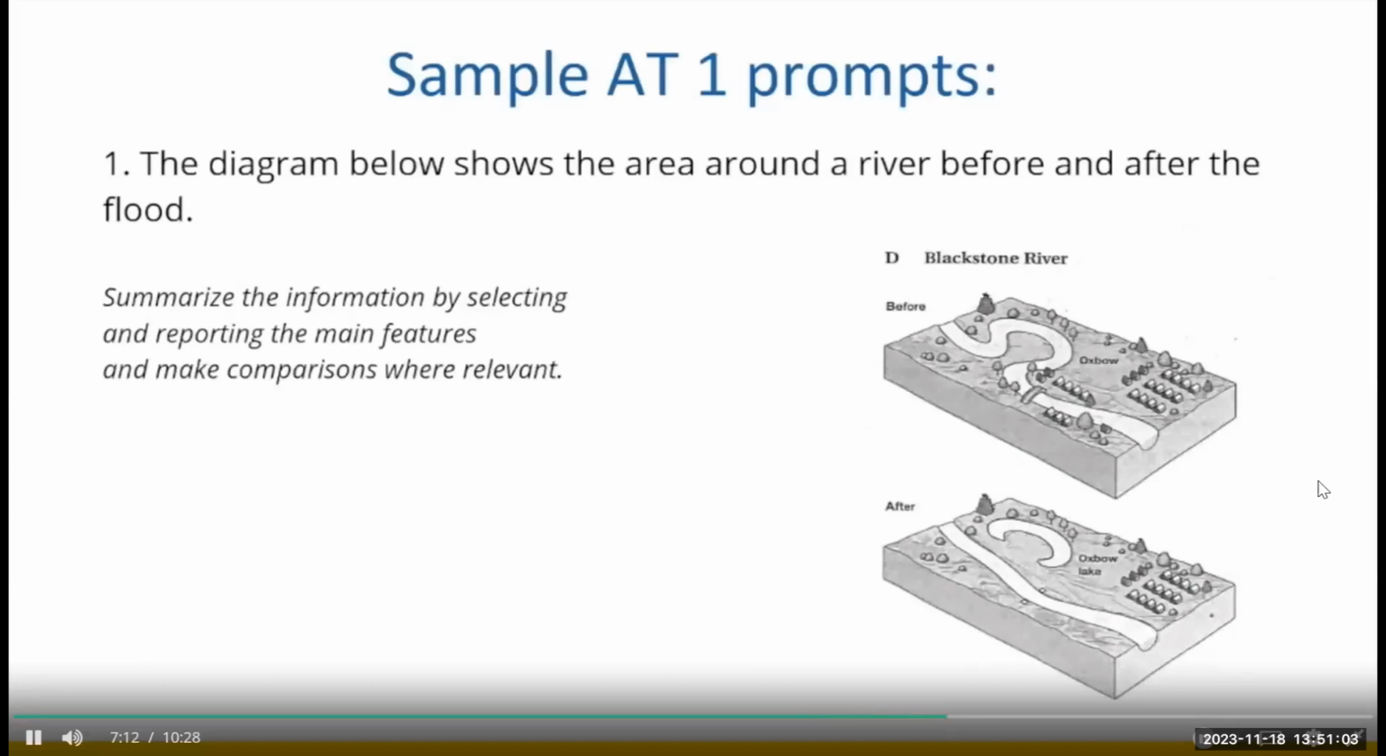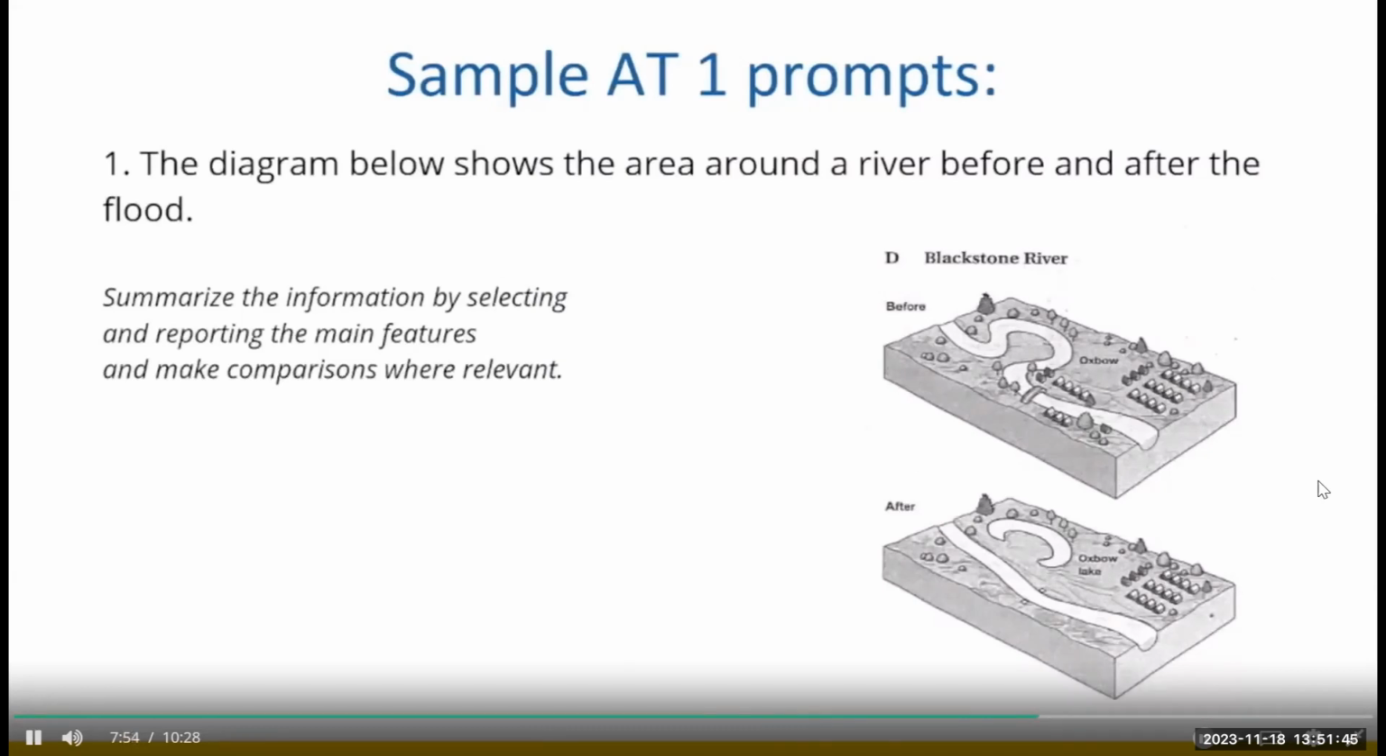Okay, guys, so here we have our sample academic task one diagram prompt. And as you see, we have a prompt and I'm going to go ahead and read it for you. The diagram below shows the area around the river before and after the flood. Again, so you see this diagram and you see two pictures. So it says Blackstone River and you have before and after. So you see there's some changes happened. And I feel like those were not very positive changes, but this is your task to identify what happened and describe what happened in this diagram.